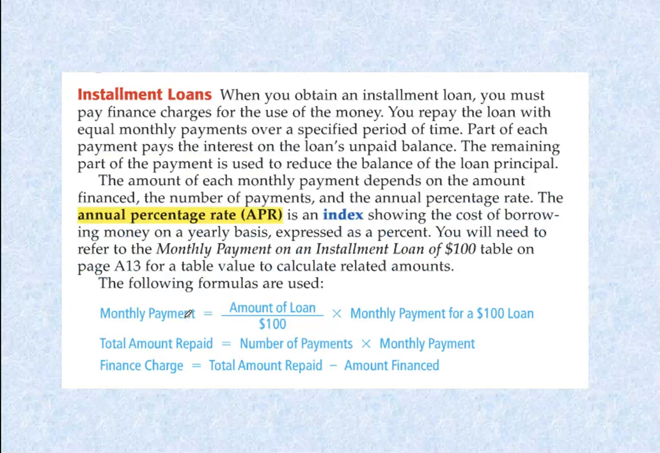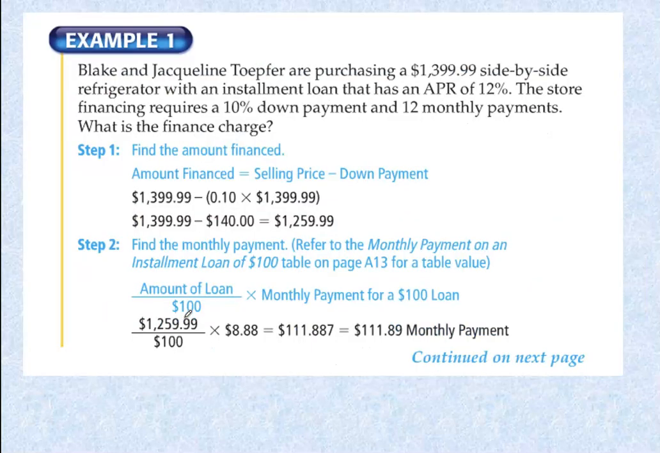So we kind of already talked about the APR. Here's our example, and this is the one you have on your notes. Blake and Jacqueline Topher were purchasing a $1,399.99 side-by-side refrigerator. Wow, that was cheap. With an installment loan that has an APR of 12%. The store financing requires 10% down and 12 monthly payments. What is the finance charge?